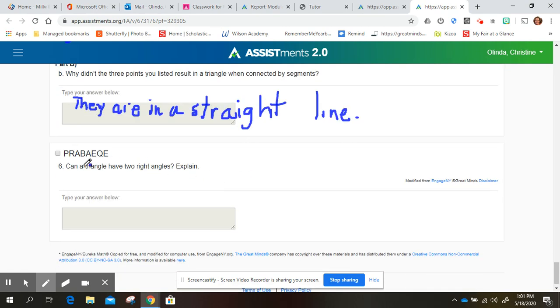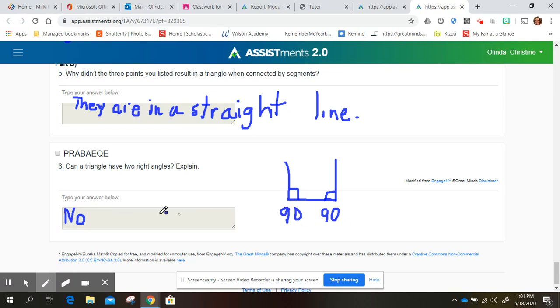So there we go. And can a triangle have 2 right angles? Let's think about that. Here's a right angle for my triangle. That's 90 degrees. If I draw another one here, that will give me another 90 degrees. But does that equal a triangle? Is that shape a triangle? And so the answer is no. A triangle can only have 1 right angle. If I try to make 2 right angles, it's no longer a triangle.